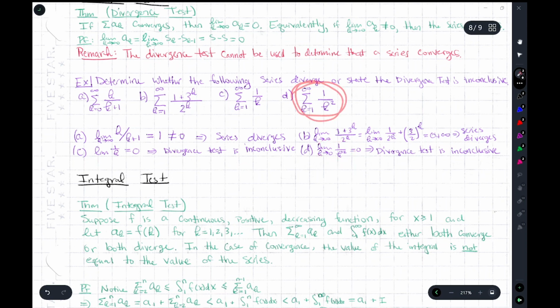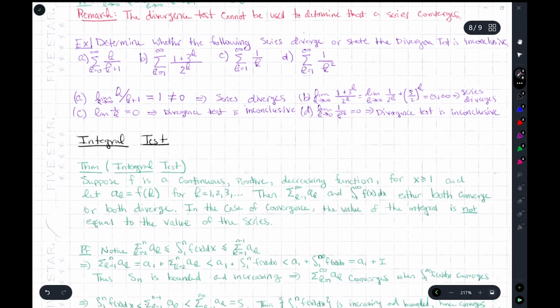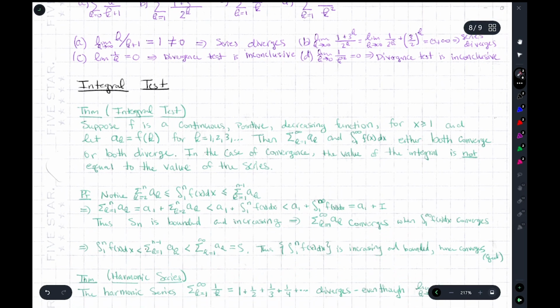What about this over here? Well, it turns out that this series actually converges, but taking the limit we get 0. And can we conclude from the divergence test that the series will converge? Again, no, we cannot. So both of these have terms that go to 0. Only this will actually converge. But in both cases, the divergence test says nothing, okay? The divergence test is inconclusive.